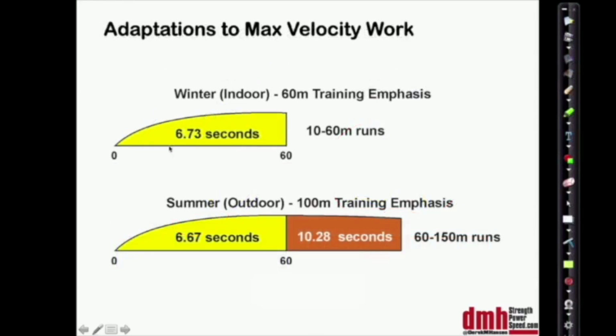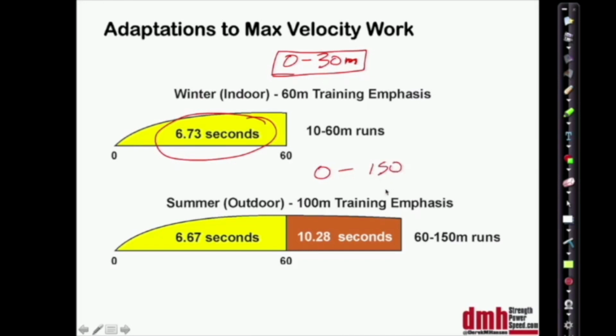I work with an athlete who ran 6.73 in a 60 meter, and most of our work was, I would say, 0 to 30 meters, because we were indoors, in a hallway or a confined space, and so all we worked on was acceleration. But then when we went outside and worked on longer distances, we probably worked on 0 to 150 most days, but we also worked out to 250 meters.